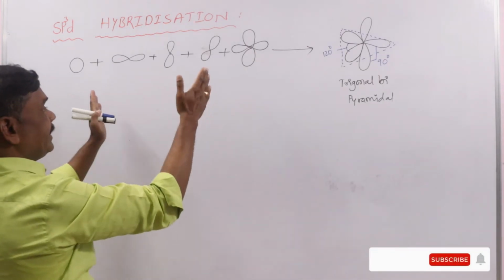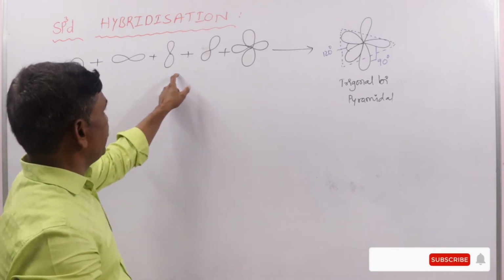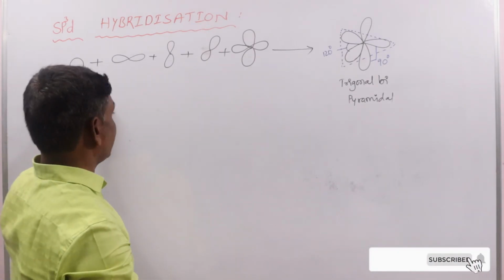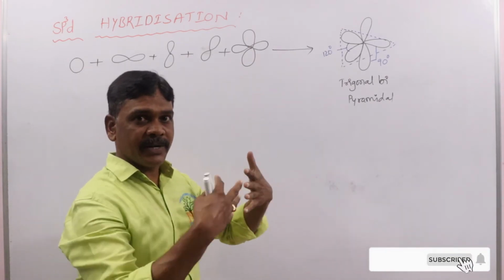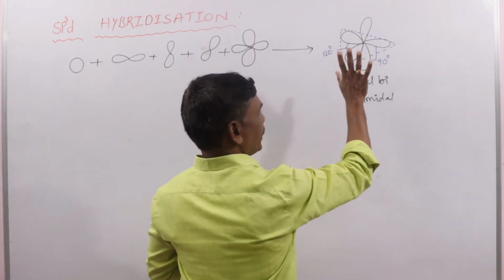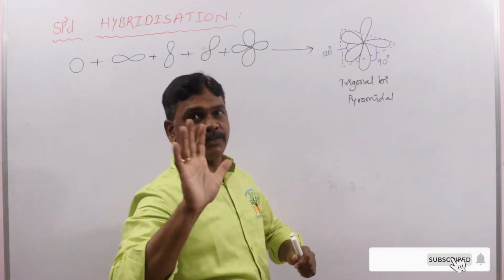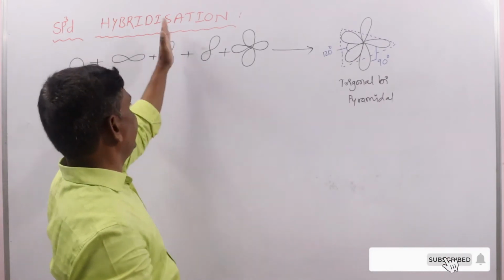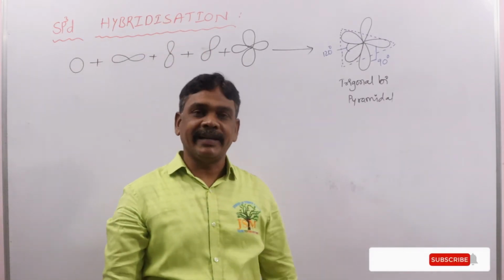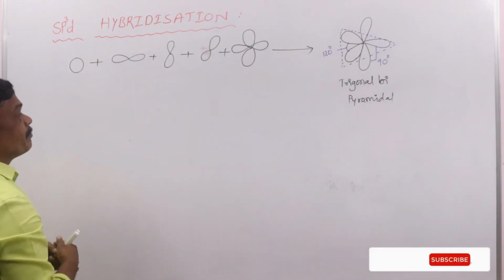This is sp3d hybridization. One s orbital, three p orbitals and one d orbital combine to give a total of how many? 5 sp3d hybrid orbitals, known as sp3d hybridization. Let us take one example.